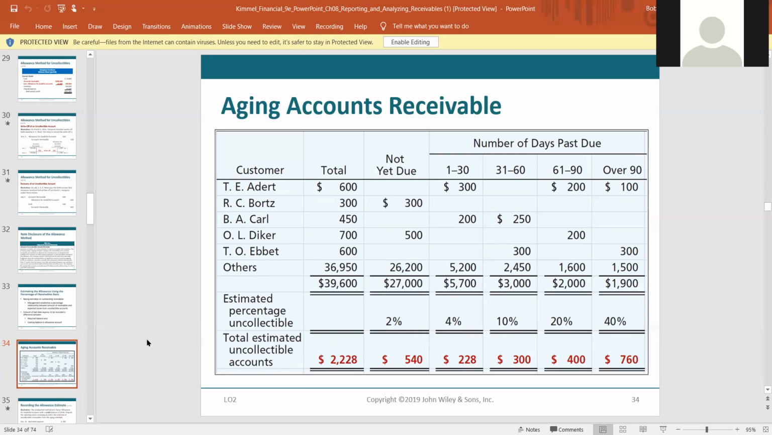Now, that's not the bad debt expense. This is the confusing part. This is where you're going to get mixed up a little bit, I think, until you do a little bit of the homework. This amount that we calculated is the desired amount we want in the allowance account. It is not the bad debt expense. It's the desired amount we want to have in the account.